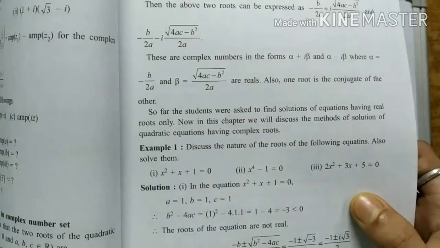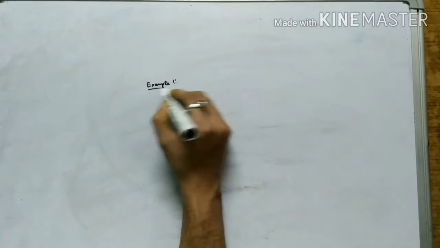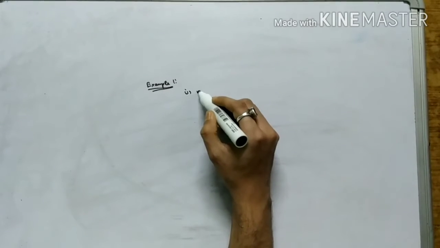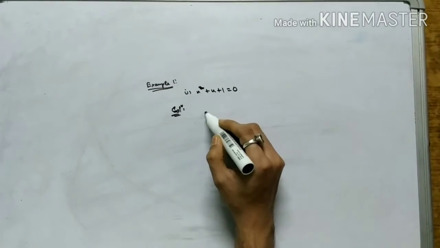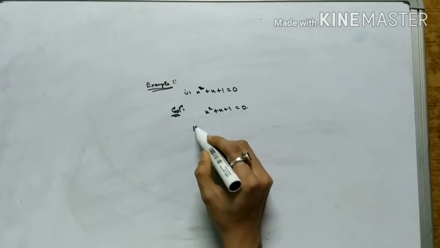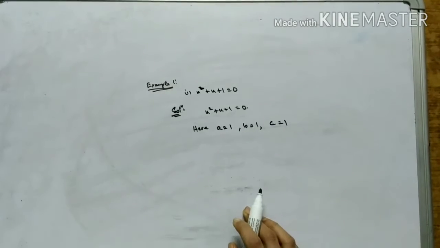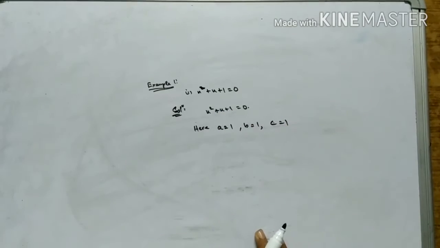So first it is x square plus x plus 1 is equal to 0. Here a is equal to 1, b is equal to 1 and c is equal to 1. In this equation all of the values a, b, c are 1, because in ax square, a is 1, plus bx, b is 1, plus c is also 1.